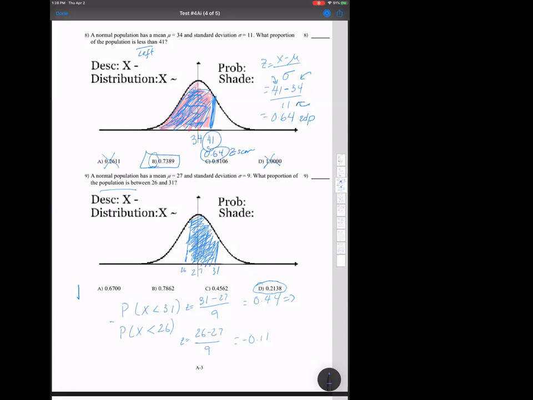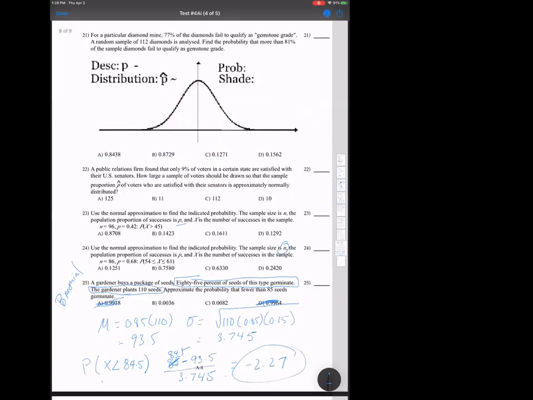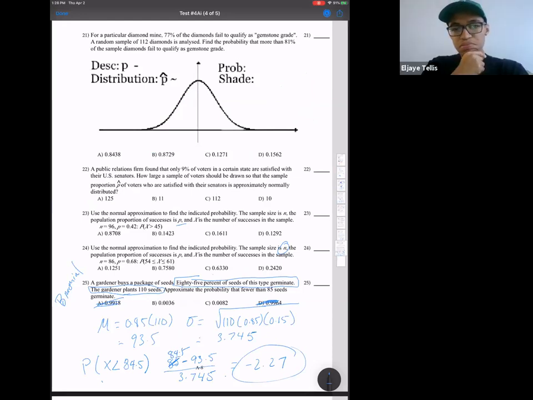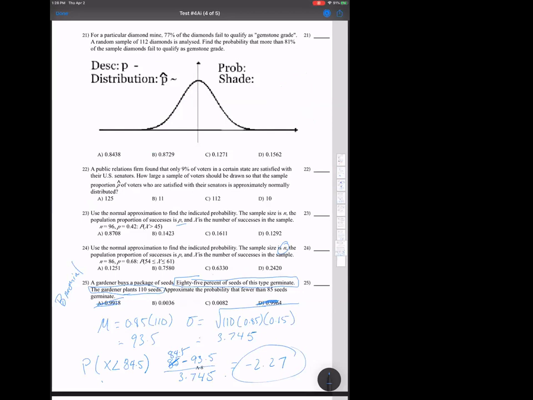Number 21. For a particular diamond mine, 77% of the diamonds fail to qualify as gemstone grade. A random sample of 121 diamonds is analyzed. Find the probability that more than 81% of the sample fail to qualify as gemstone grade.